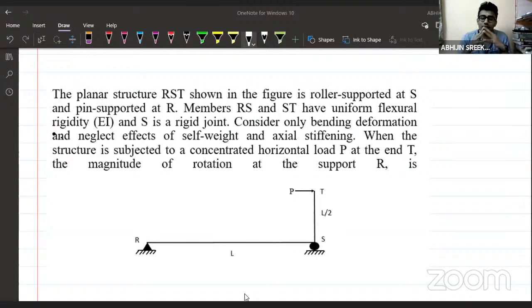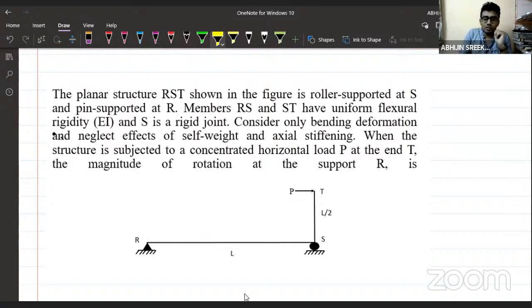Yes, Krishna is giving me the answer as PL cube divided by 12 EI. Okay, very good, very good. Let me see. Okay, I'll read the question for you, in the way in which you should read the question in the examination. So what is given in the question? That's my prime target.